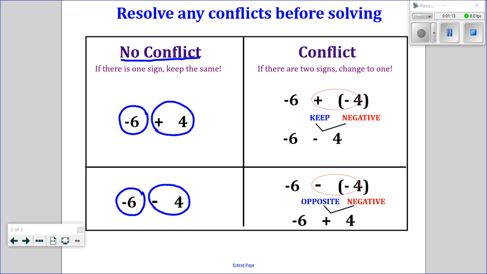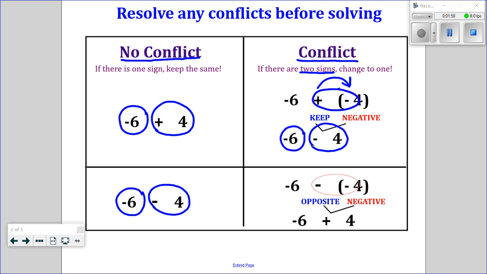However, if I move to the next column, we see that this talks about a conflict. We spoke about resolving the conflict. So anytime there are two signs, you must change it to 1. So if we read negative 6 plus a negative 4, here's our conflict because we see two signs. A positive sign tells you to keep whatever sign comes after it. So in this case, we have a negative sign. So when we resolve the conflict, negative 6, keep the negative 4. So now we have negative 6 and negative 4. There is no longer a conflict.